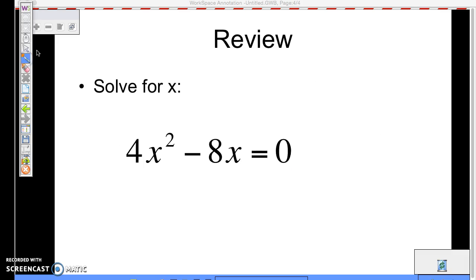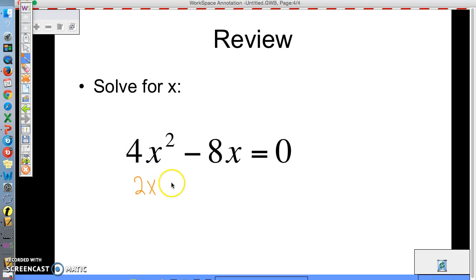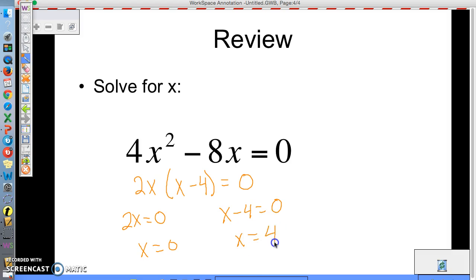So what do we do if we're asked to solve for this? Well, let's see. What can we factor out of both of these? We can factor out a 2x. So 2x times x minus 4 equals 0. Well, this isn't any sort of trig here. How would we solve this? Well, either 2x equals 0 or x minus 4 equals 0. So either x equals 0 or x equals 4.